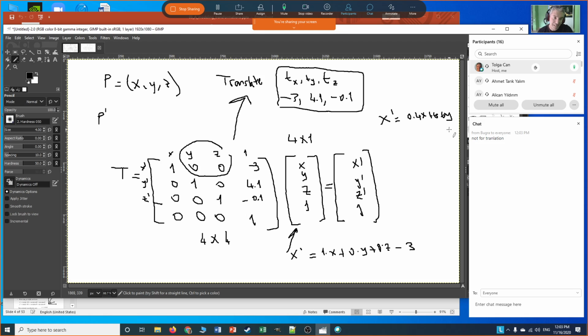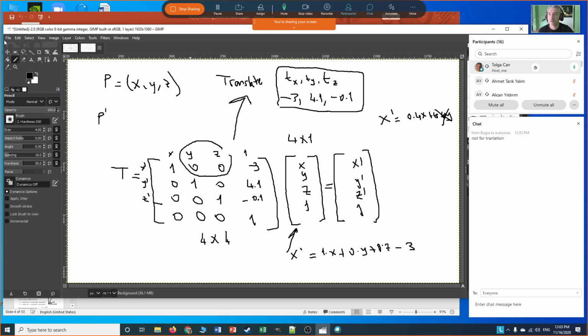It cannot. Exactly. For translation, this will never occur. For translation, it will always be 0. But for rotation, you're going to see that there may be a non-zero coefficient for the y coordinates.